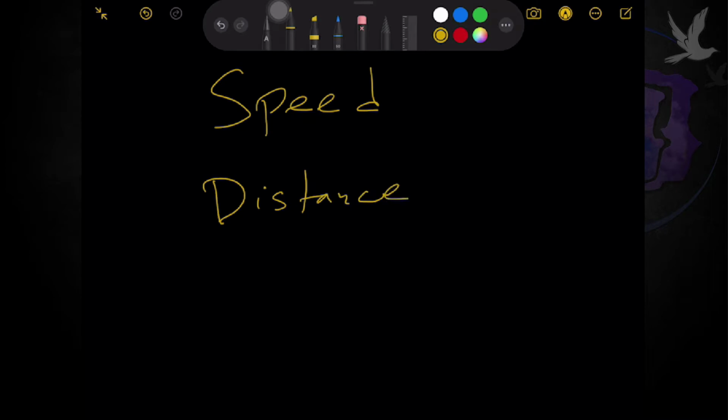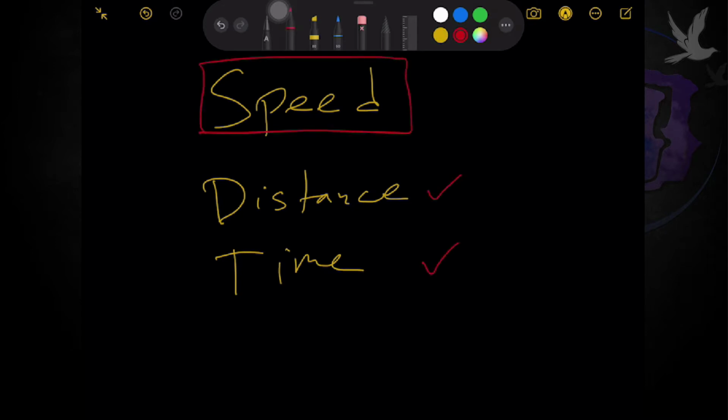And you should also know about time. Okay. So, ito yung dalawang important factors when you are solving for speed. Because if the distance is not given, you will not be able to solve for speed. If the time is not given, you will not be able to solve for speed.